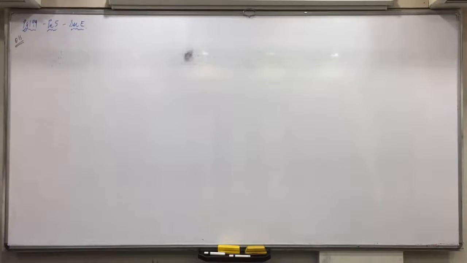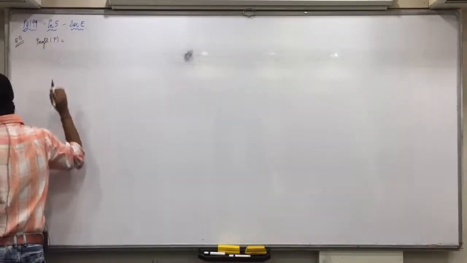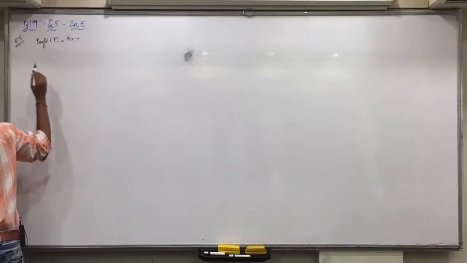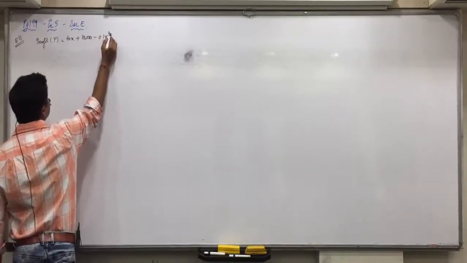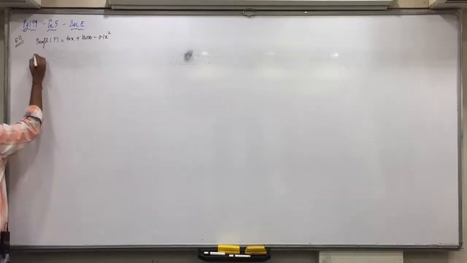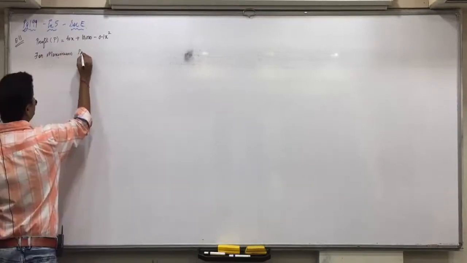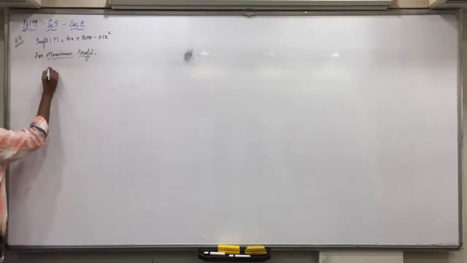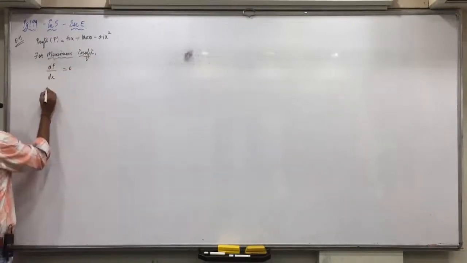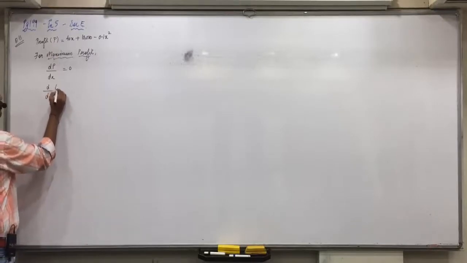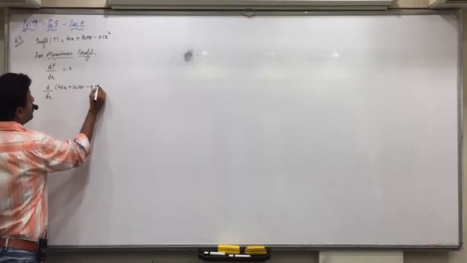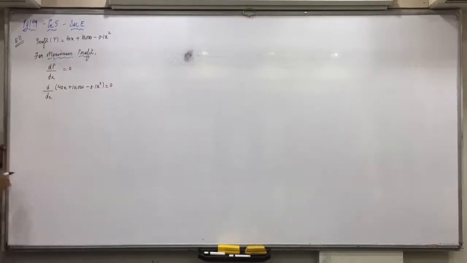Yes. The profit function P is given as 40x plus 10,000 minus 0.1x². Directly we have to start with, for maximum profit, what will we do? dP upon dx must be equal to 0. So d upon dx of 40x plus 10,000 minus 0.1x² must be equal to 0.